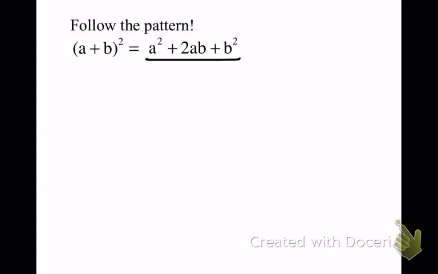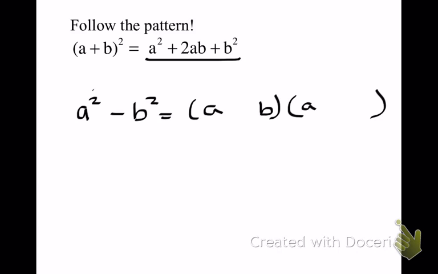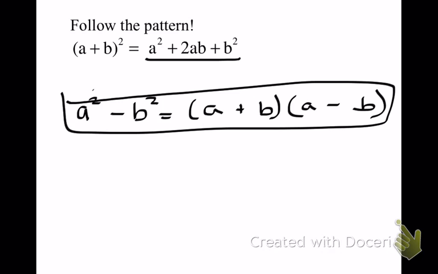If I'm doing the same thing for a difference of squares for binomials, it would look like this. I would also like you to learn this one. Remember, the square root of A squared is A. The square root of B squared is B. And we have a plus and a minus. So these two formulas are ones that you should know. Okay, so we'll quiz you.